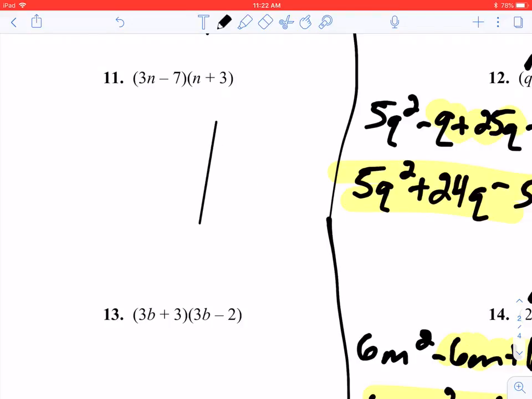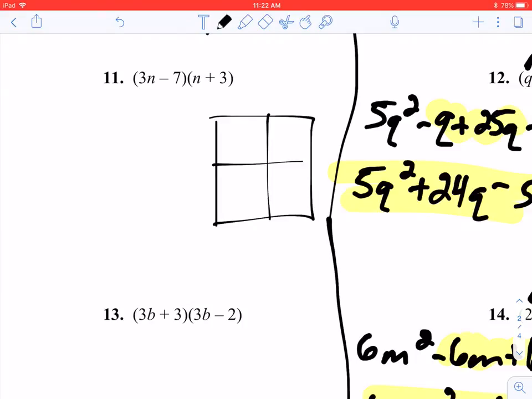Box method again. I'm not sure how that happened. Okay. 3n minus 7. Sorry about the 3, guys. That wasn't very neat. And then we have n plus 3 right there. 3n times n is 3n squared. 3n times 3 is 9n. N times negative 7 is negative 7n. And negative 7 times 3 is negative 21.